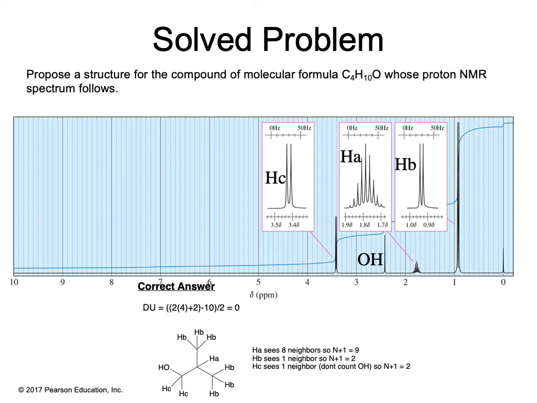So if we look at the solved problem here, the first thing we're going to do is calculate the DU. I calculate the DU using the formula at the bottom of the screen, and I find that my DU is 0. That tells me I don't have any double bonds or rings or anything like that. And then what I want to do is look at the rest of the proton NMR to figure out my structure. The way that I suggest you do this is that you look at the number of signals you have, you look at their splitting and try to draw the molecule from that, and then check your molecule that you've drawn to see if it matches what the spectra is.